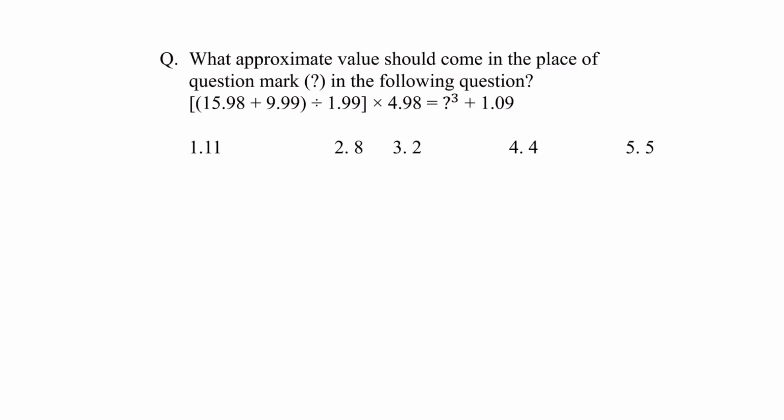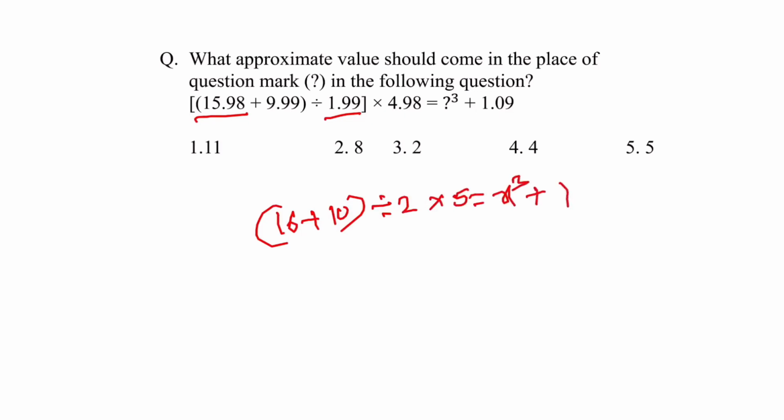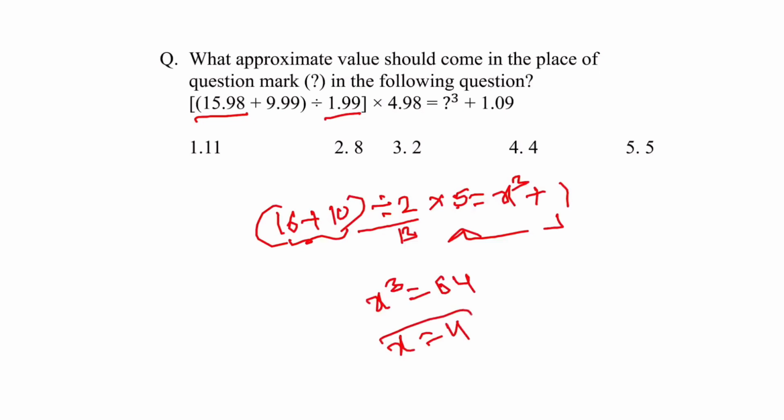What approximate value should come in case of question mark in the following question? The approximation model. సో ఇక్కడ 15.98 ని 16 అని రాసుకోవచ్చు. 16 plus 10, 1.99 divided by 2 into 4.98 into 5, x cube plus 1. 16 plus 10 is 26. 26 divided by 2 is 13. 13 into 5 is 65. 65 minus 1 is 64. X cube is equal to 64. Therefore x is equal to 4. Fourth option is the correct answer.